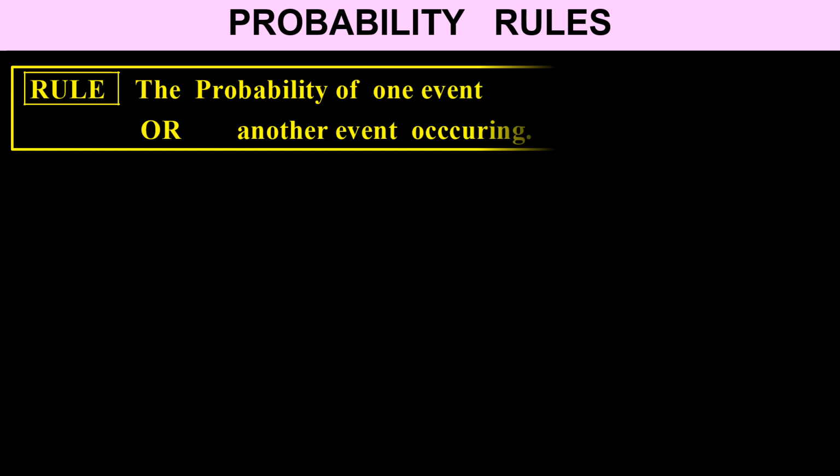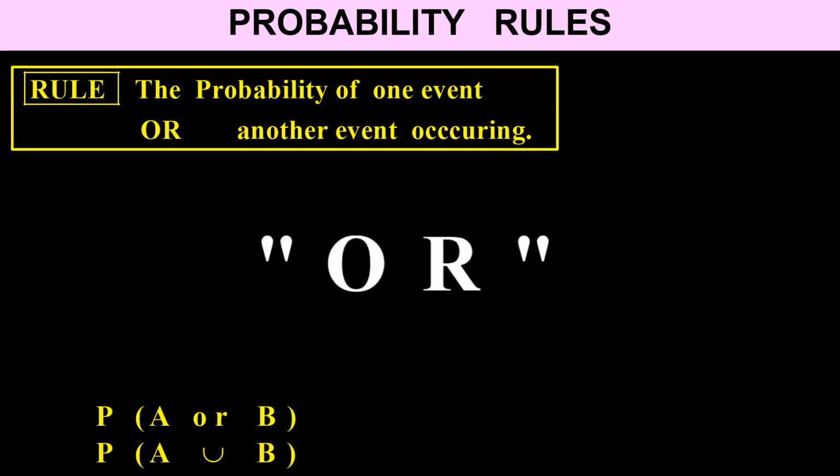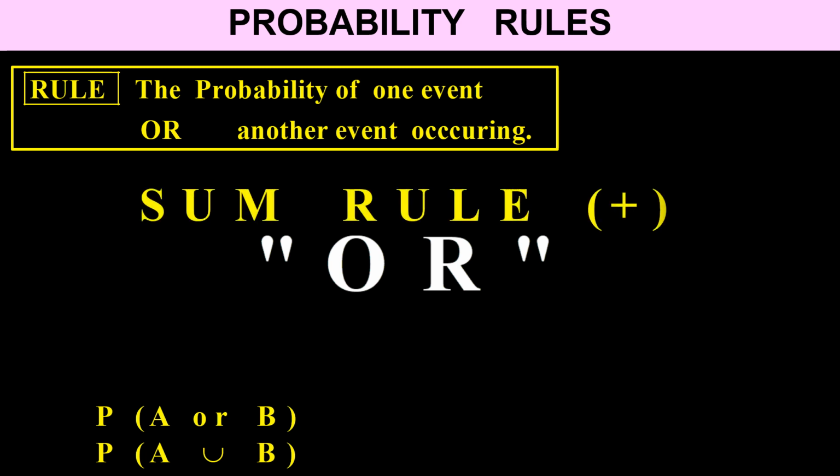Now let's just consider one more rule. This will be the rule of determining the probability of one event or another event occurring. So the probability of event A or B, which we can also write as probability of A union B. Now, when we have "or", probability of one event or another event, we're going to use the sum rule. Now, this will only apply if the two events are mutually exclusive events.